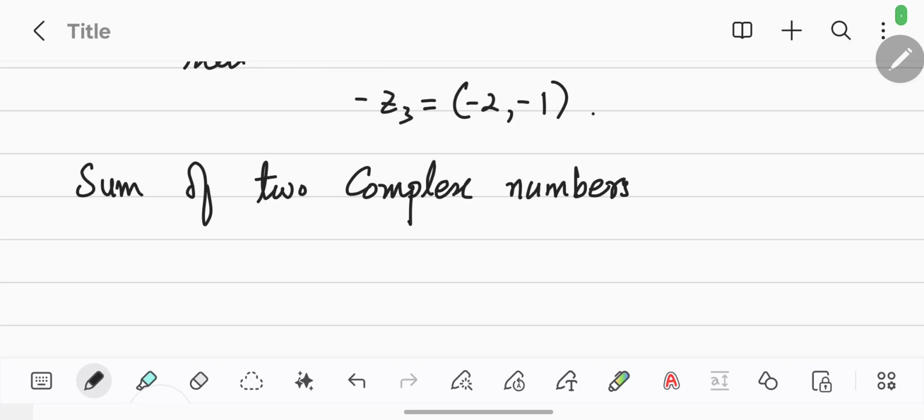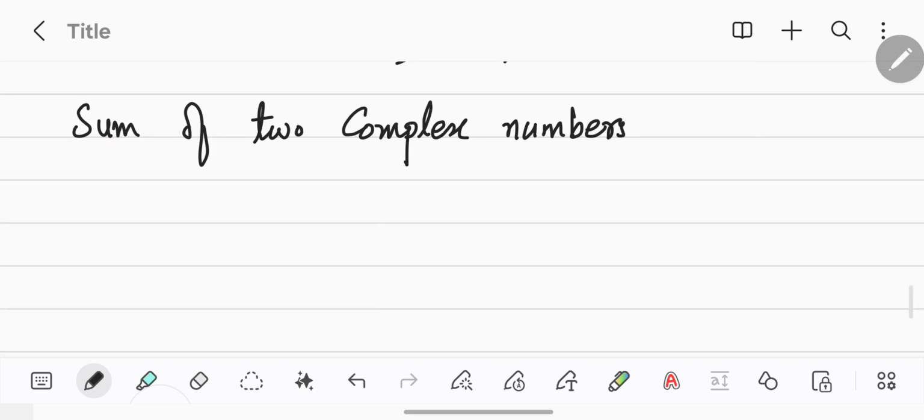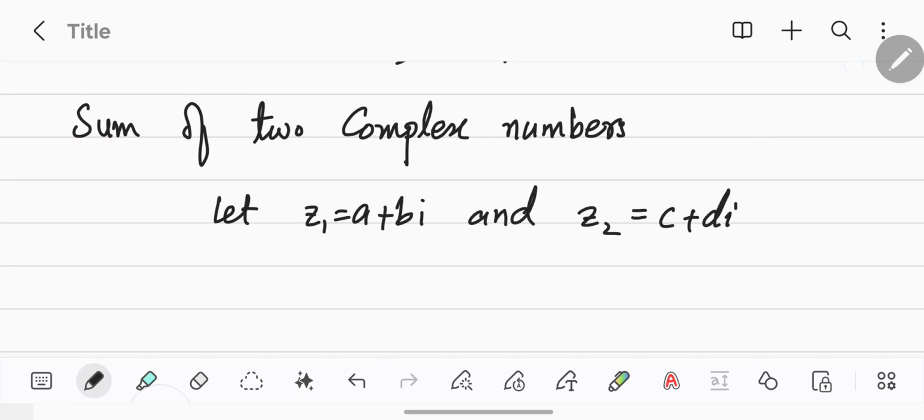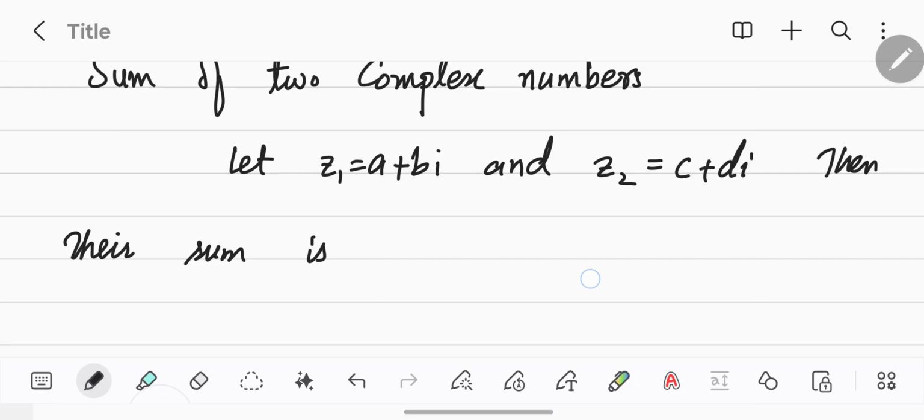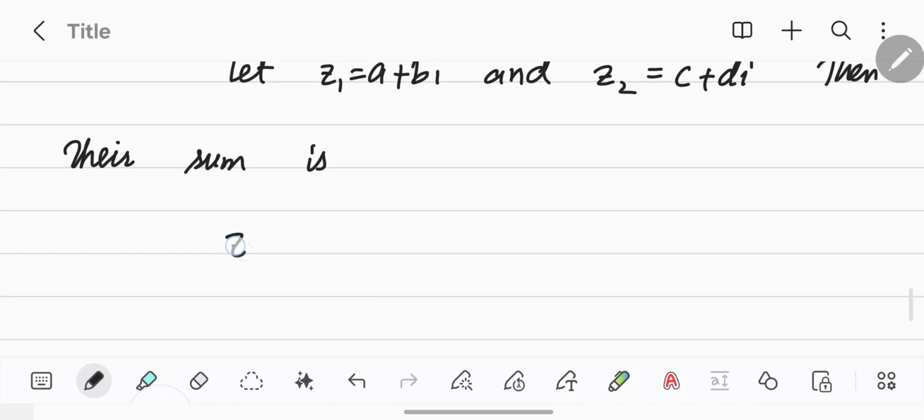Hello. In the previous video, I showed you how we can add two vectors by using the head to tail rule. Now we will study how to add two complex numbers. Suppose that there are two complex numbers, z1 and z2. The first one is a plus b iota. The second one, suppose it is c plus d iota. Then their sum is just z1 plus z2.